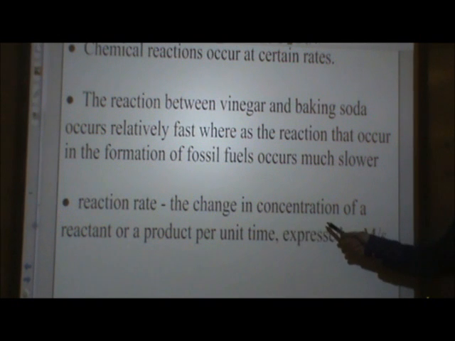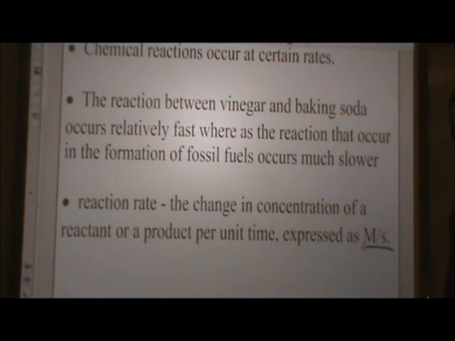Reaction rate is the change in concentration of a reactant or a product per unit time, expressed as this right here, molarity per second. Okay? So you can think of this similar to miles per hour, the rate at which you are going down the street in your awesome car. So, molarity per second: the change in the concentration divided by the time.